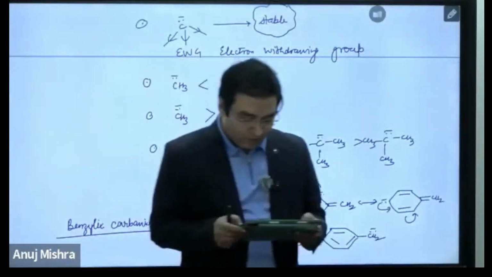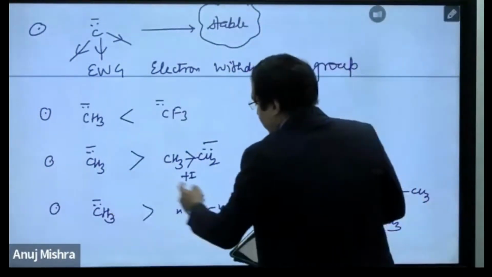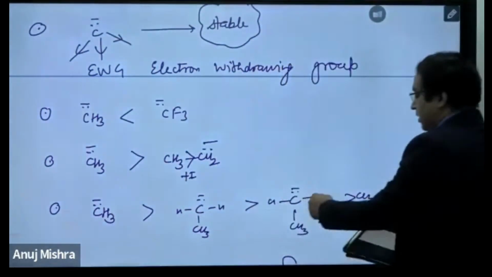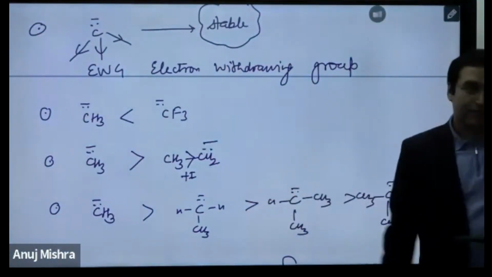Next, if you have this question, can you solve it? For the negative charge, CH3 is better than CH3 with 2H, which is better than 2 CH3, which is better than 3 CH3. Had it been plus, the answer would be exactly reversed.